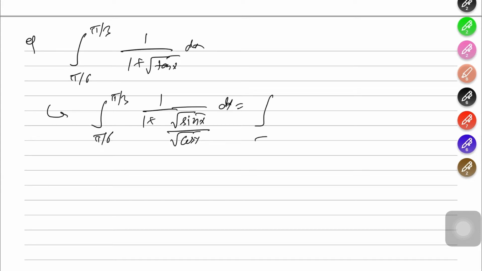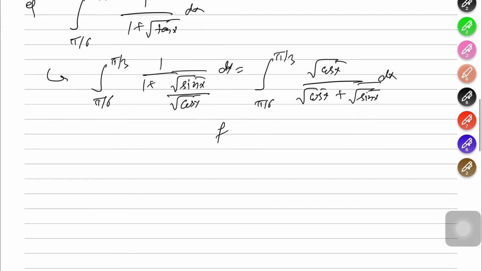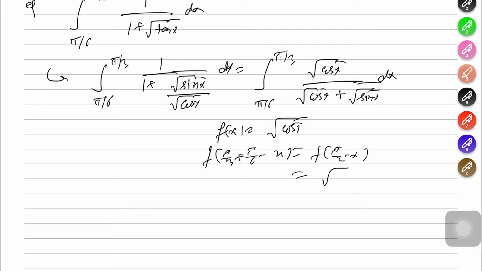Okay, so that is the integral from pi by 6 to pi by 3 of root of cos x upon root of cos x plus root of sin x dx. Now we observe a function where f(x) is root of cos x, no? And what is f(pi by 3 plus pi by 6 minus x)? That is f(pi by 2 minus x), no? That is clearly nothing but cos of (pi by 2 minus x), which is sin x, and that is the other function.